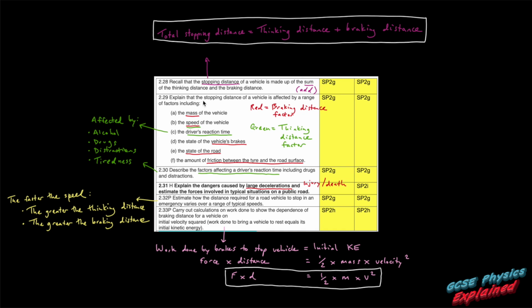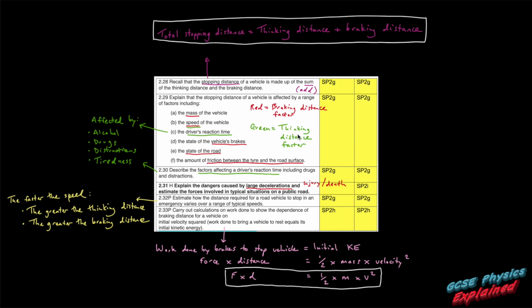You need to be able to explain that the stopping distance of a vehicle is affected by a range of factors. So, in other words, lots of different factors that affect either the thinking distance, the braking distance, or both. So I've broken them down for you. If it's underlined in red, that means it is a factor that affects the braking distance. And if it's underlined in green, that means it's a factor that affects the thinking distance. So the mass of the vehicle: if you've got a heavier vehicle, it's going to take longer to brake. If you are travelling at a higher speed, that is going to affect the braking distance and the thinking distance.